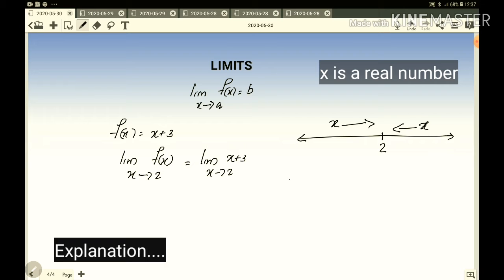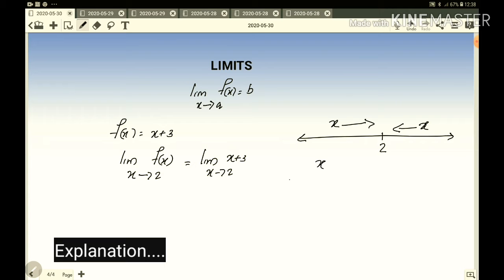So the values of x closer to 2, I will write it here. From left, values are from left of 2. The values of x close to 2 are 1.9, 1.99, or 1.999, going on like that. Similarly, the values of x from the right close to 2 are 2.1, 2.01, 2.001, like that.